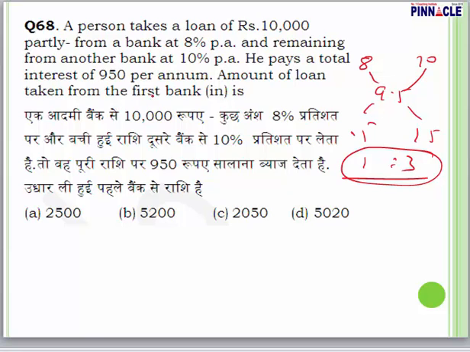Now the amount of loan taken from the first bank: out of 4 rupees, 1 rupee, 1 rupee, 1 rupee, 3 rupees, the total is 4, and 1 part is at 8%. So 1/4 into 10,000, the answer would be 2,500. Such questions you should try to solve by the alligation technique. It will be very easy.